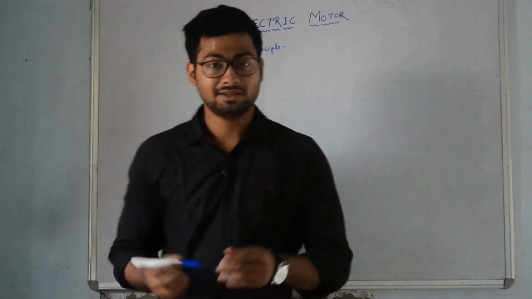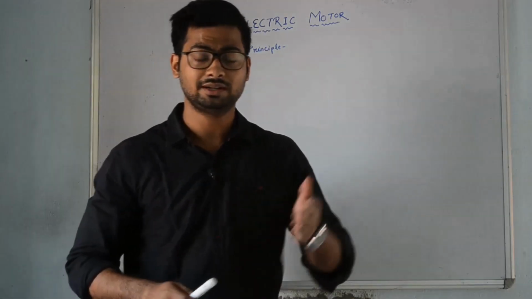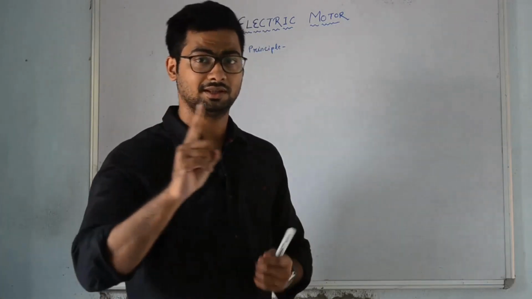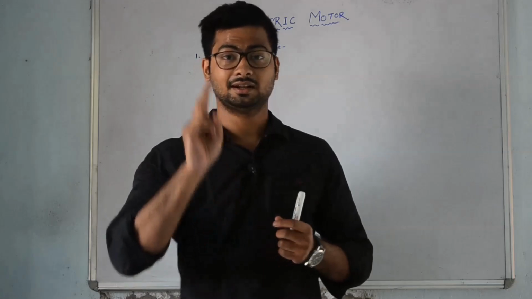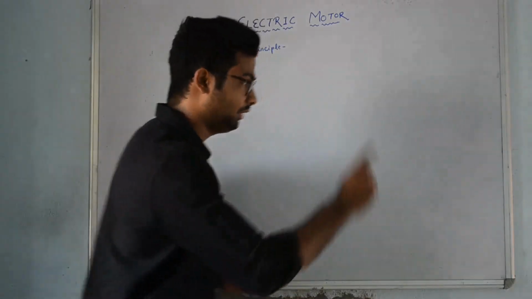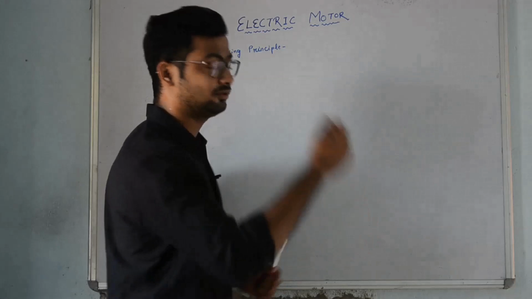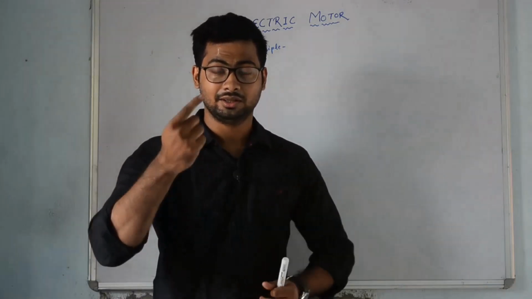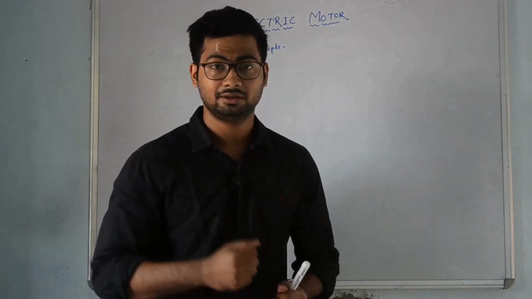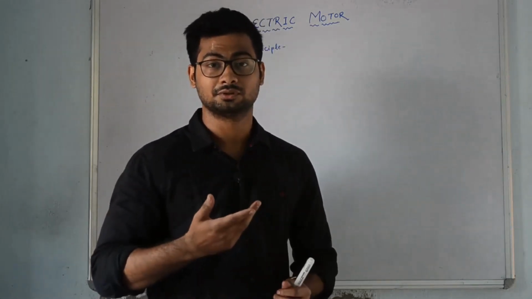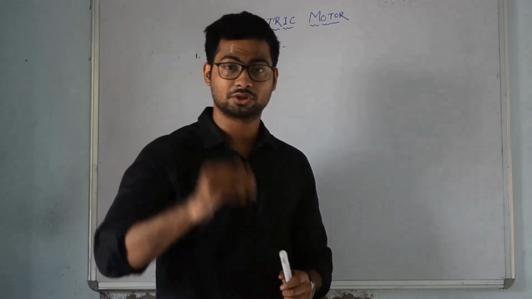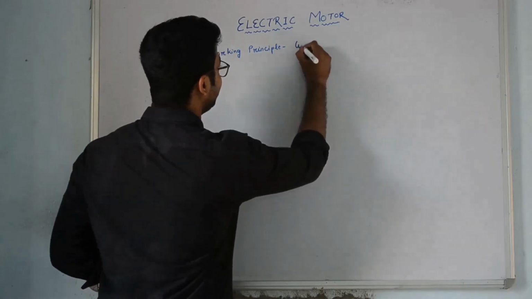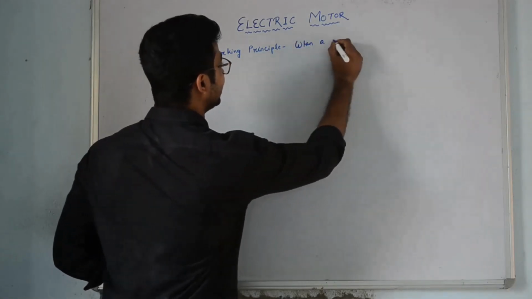As we can guess, in an electric motor two things are most necessary. First is a magnetic field, and the second is a current. So we can say that the working principle of an electric motor is that when a current carrying conductor is placed in a magnetic field, it will exert some force, which will give rise to motion of that conductor. Now we can write that down.